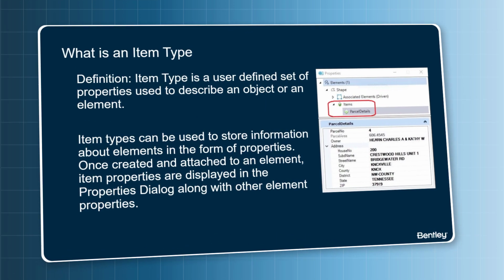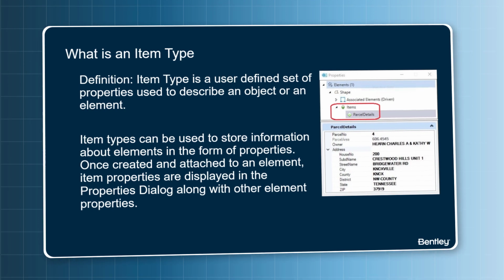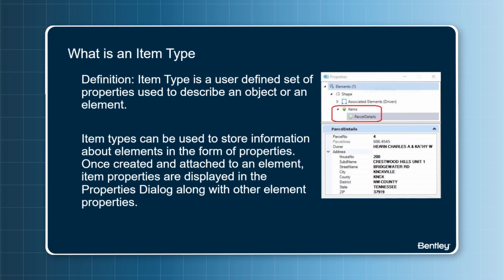So what is an item type? The definition in the help says item type is a user-defined set of properties used to describe an object or an element. In simple terms, item types are non-graphical business data or properties that can be attached to graphical elements. Once attached to an element, item types are displayed in the properties dialog.